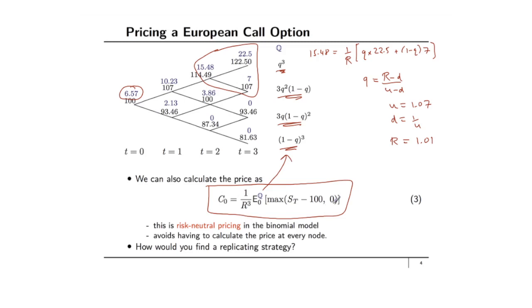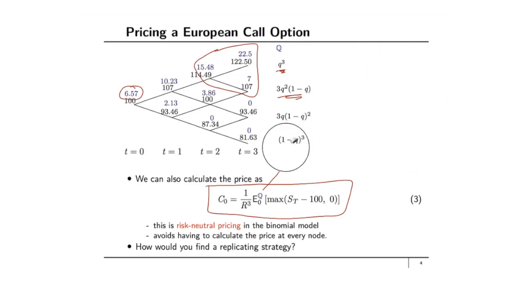This is risk-neutral pricing in the binomial model. It avoids having to calculate the price at every node. And by the way, you can compute any derivative security in this model this way. You can compute the payoffs here at t equals 3 and use risk-neutral pricing in one shot like this. So for example, let's create some space here.